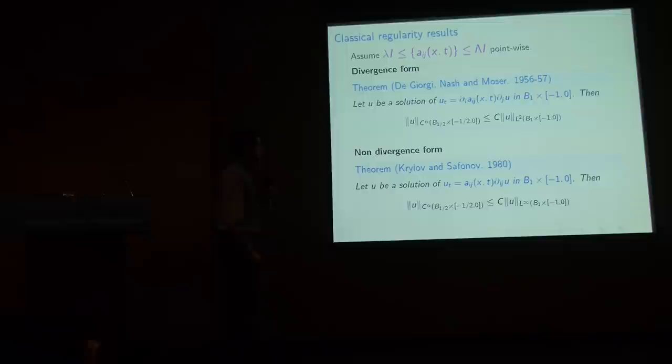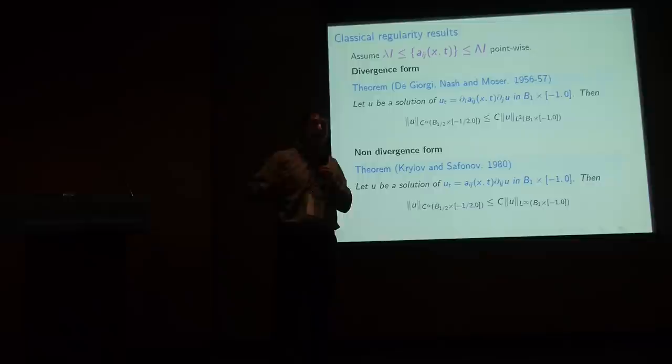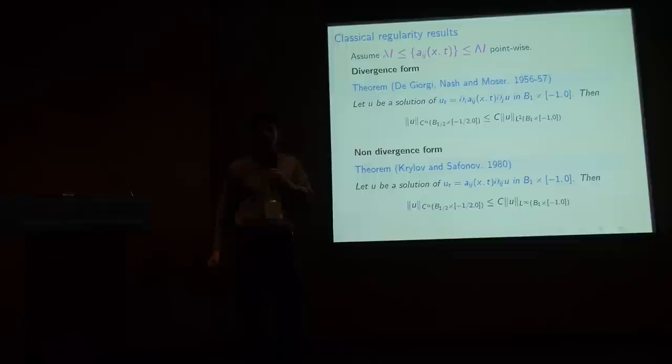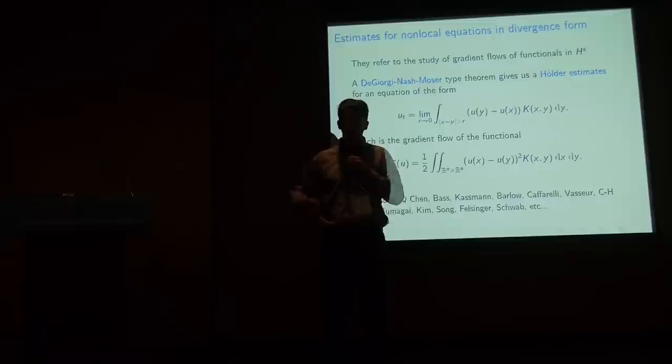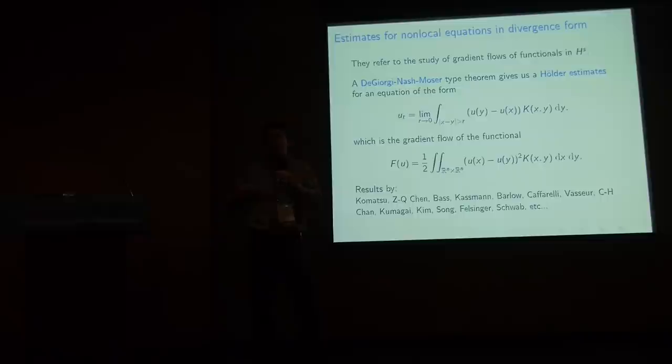So these are two very important, fundamental theorems for the regularity of second-order parabolic equations. What I want to discuss is analogs of these results for integral differential equations. In the same way as for second order equations, the corresponding results for integral differential equations in divergence form appeared before. So, an analog of the DiGiorgi-Nash-Moser theorem would be that if you have an operator like this, here the right hand side is really the Euler-Lagrange, the derivative of this quadratic form.